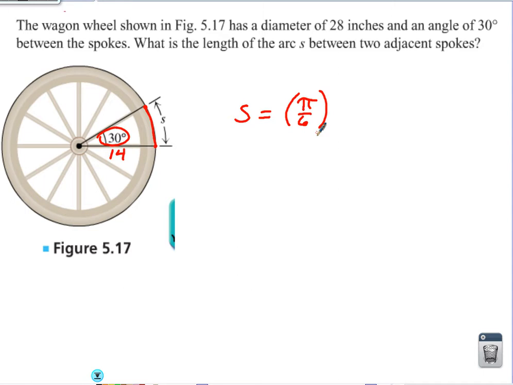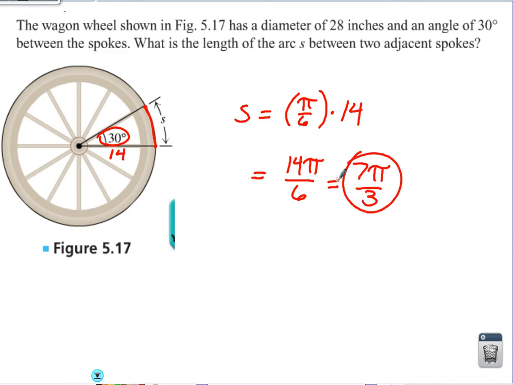The arc length is equal to the angle times the radius, which in this case was 14. So the exact answer, you can do 14 pi over 6, which reduces to 7 pi over 3. That's the exact answer. Now be careful.